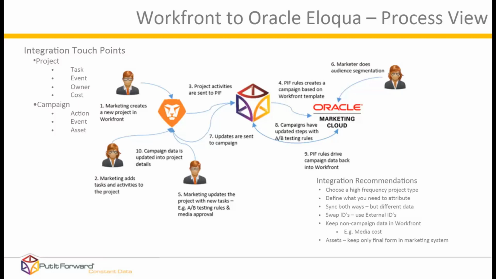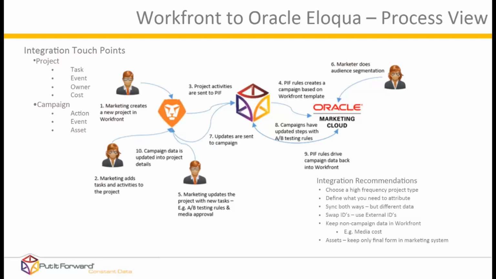Now you may have a marketing person update the program, the project inside of Workfront. And again, that update flows through Put It Forward based on business rules and criteria, and updates the steps inside of the campaign in Eloqua. Now, at the end of that, the campaign data is driven back. The campaign executes, the webinar runs, what have you.